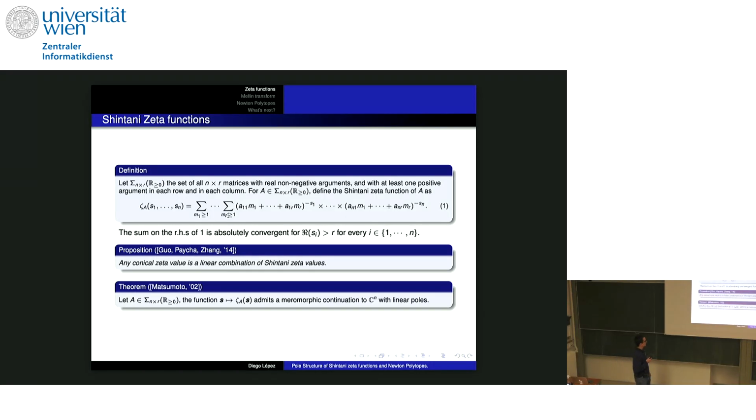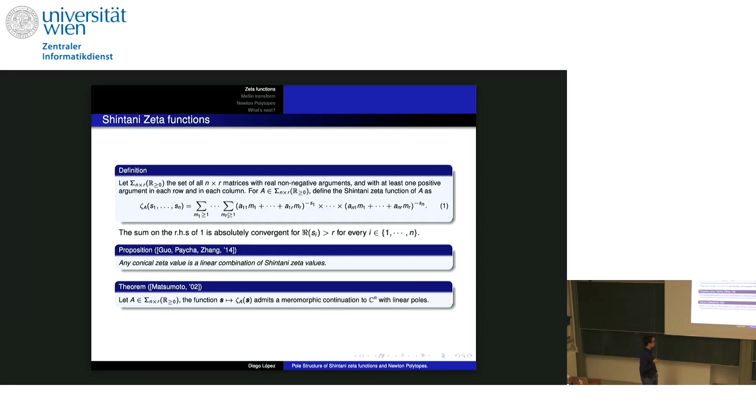Okay, so in 2014, Guo, Pei, and Shang proved that any conical zeta value is a linear combination of Shintani zeta values. When I say values instead of function, I mean that the values of s are integers. They actually proved something more general: that the space spanned by conical zeta values is the same space spanned by Shintani zeta values. However, it is not known whether this is true for Shintani zeta functions, that is, for any values of s.